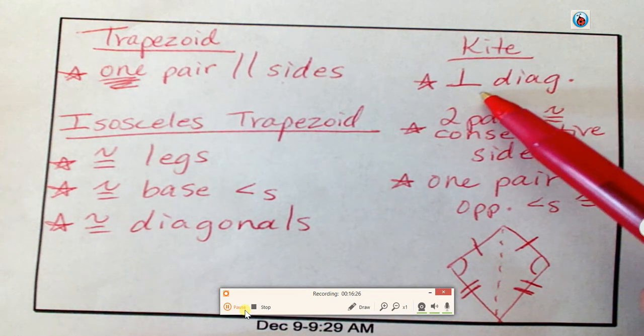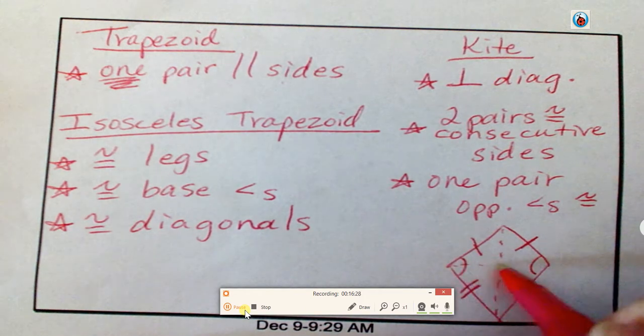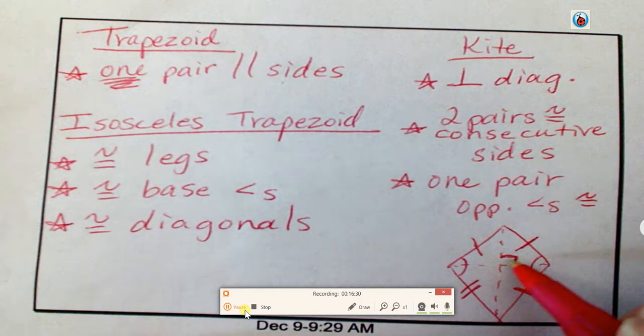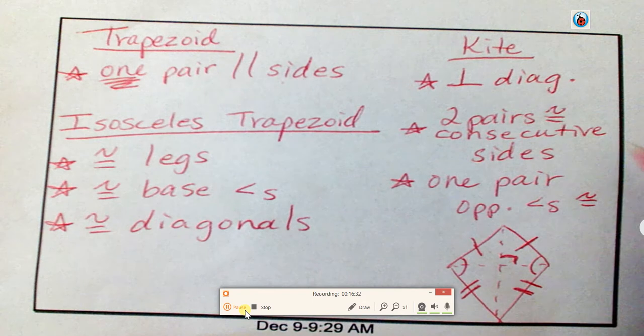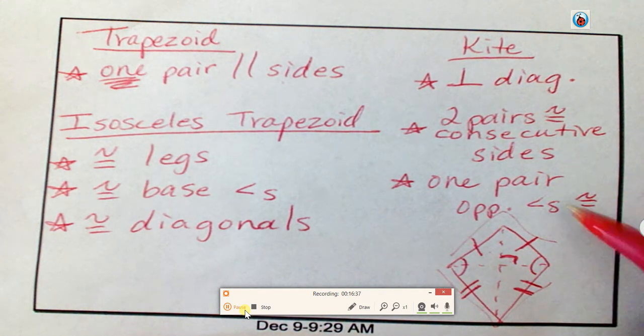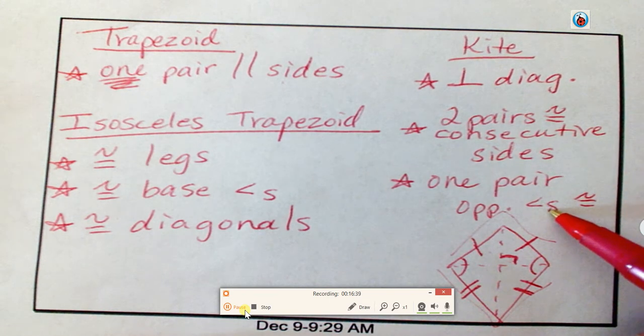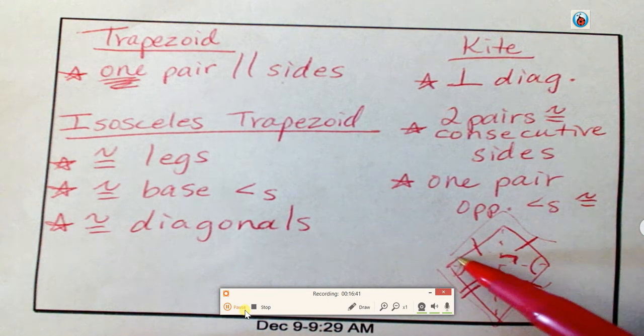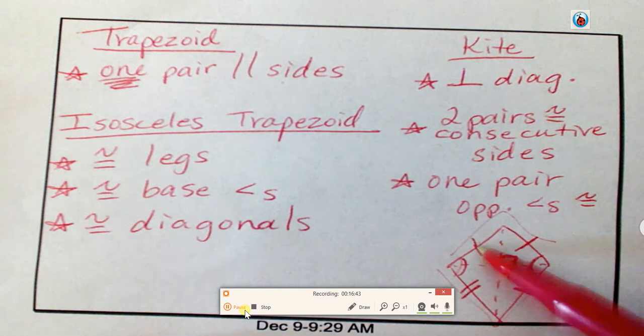Kite has perpendicular diagonals, which I can draw in here, meaning those form right triangles. It has 2 pairs of consecutive sides, these 2 and these 2, and 1 pair and only 1 pair of opposite angles congruent. And the angles that are congruent are the angles for the 2 sides that are not congruent.